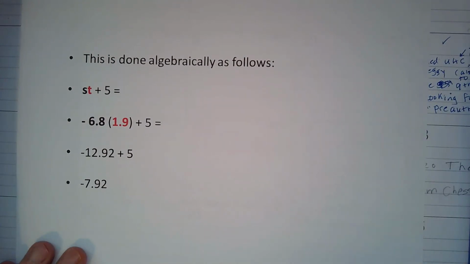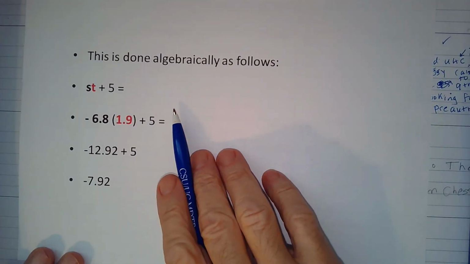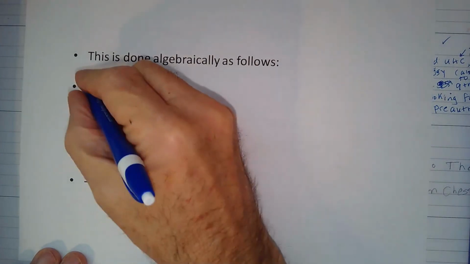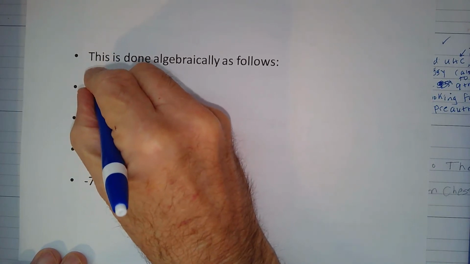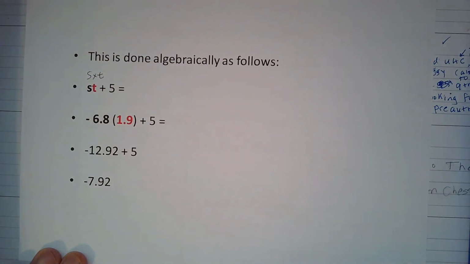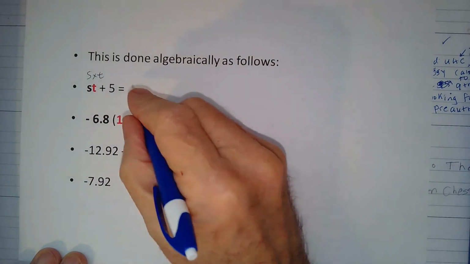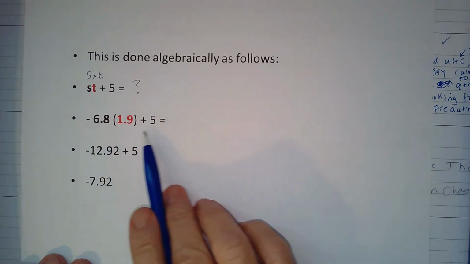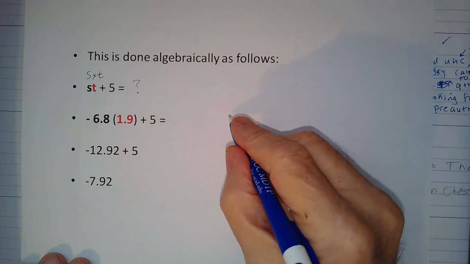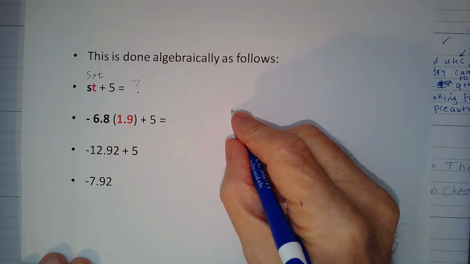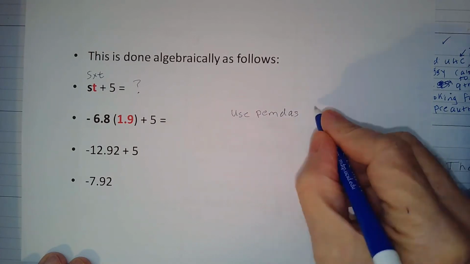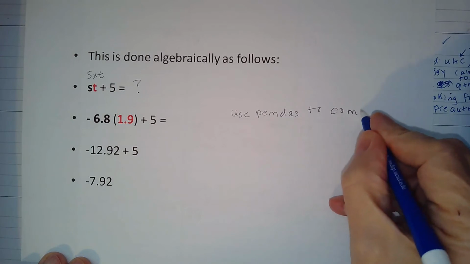So let's go on to our last slide here. So we set this up algebraically. We've got st, and remember st is really s times t, okay? Plus 5 equals, and then we don't know what it equals yet. So because this is an expression, we're going to have to fill that void by going through and using PEMDAS to combine like terms.